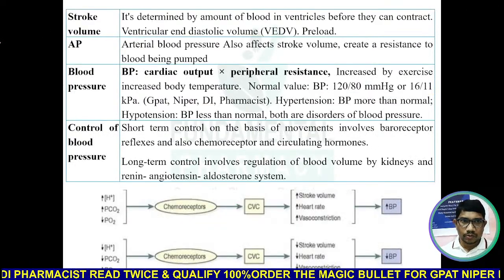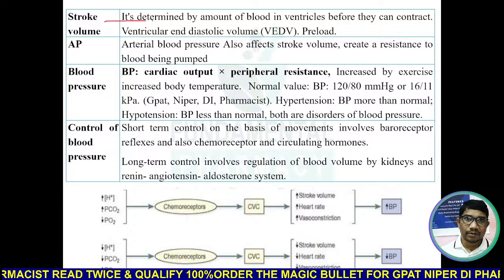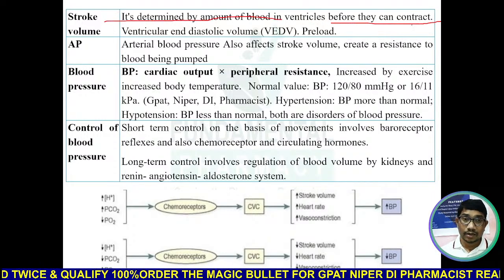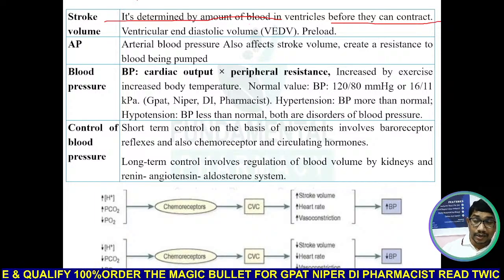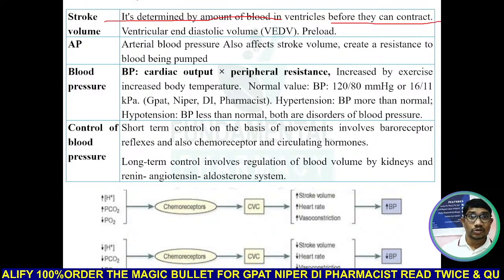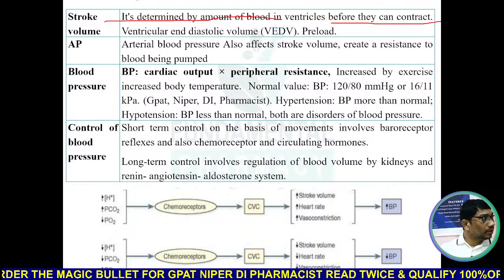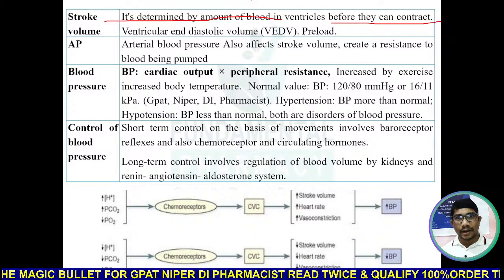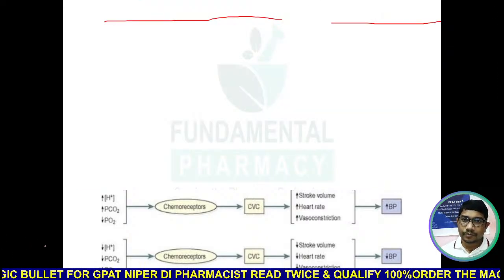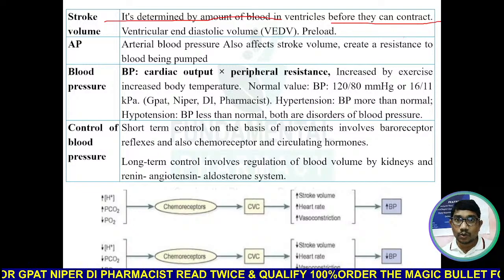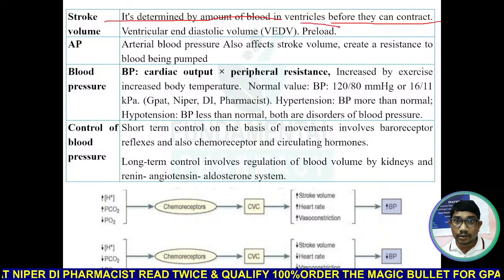Next one is stroke volume. Stroke volume क्या है? It is determined by movement of blood in the ventricle before they contract. तो ventricle contract करने के पहले कितना blood है, that is known as stroke volume, and also known as the ventricular end diastolic volume. इसको अपन बोलते हैं ventricular end diastolic volume भी, है ना, and also known as a preload. कोई अपन preload बोलते हैं.